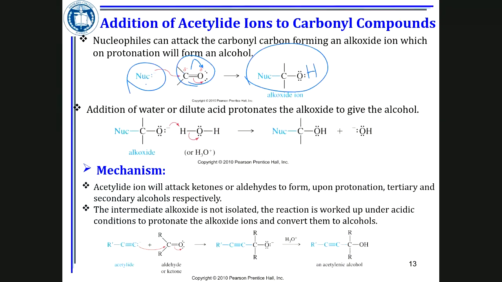Now, it depends on what R groups you have here. If these are hydrogens, you make a primary alcohol. If it's an aldehyde, you could make a secondary. If it's a ketone, you will make a tertiary alcohol. So it depends on what type of carbonyl group you are dealing with. But the net result is addition of the nucleophile to the carbon of the carbonyl group, the pi bond breaks over the oxygen, and you protonate this using water. It changes to an alcohol functional group.